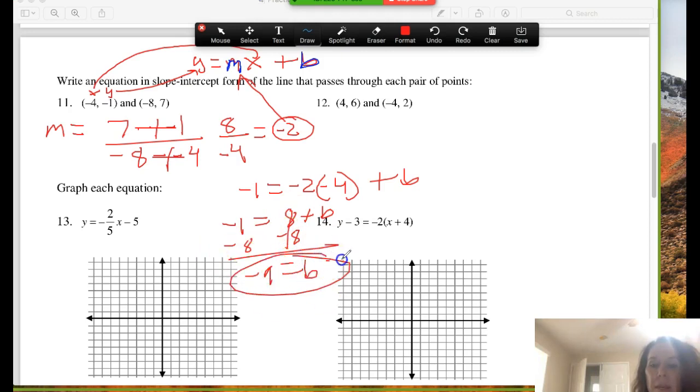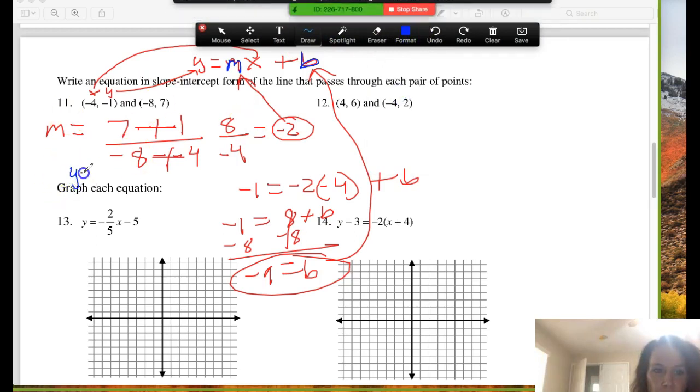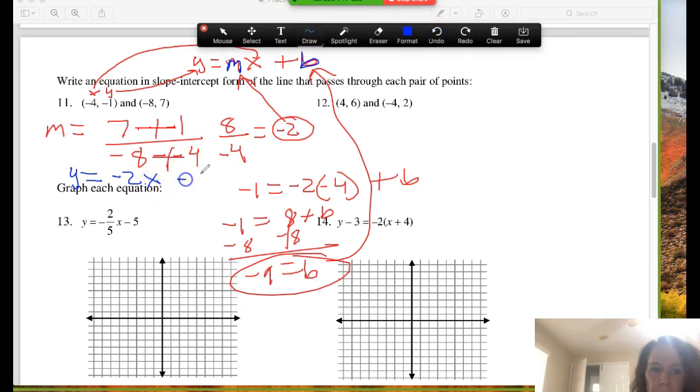Now I have my b, and I have my m, and I have my equation. So now I'm going to write it over here because I wrote so big I took up everything. Y will equal my slope, which will be -2 times x, plus my y-intercept, which is -9. So instead of writing plus, I'm going to write -9. So there is my equation.